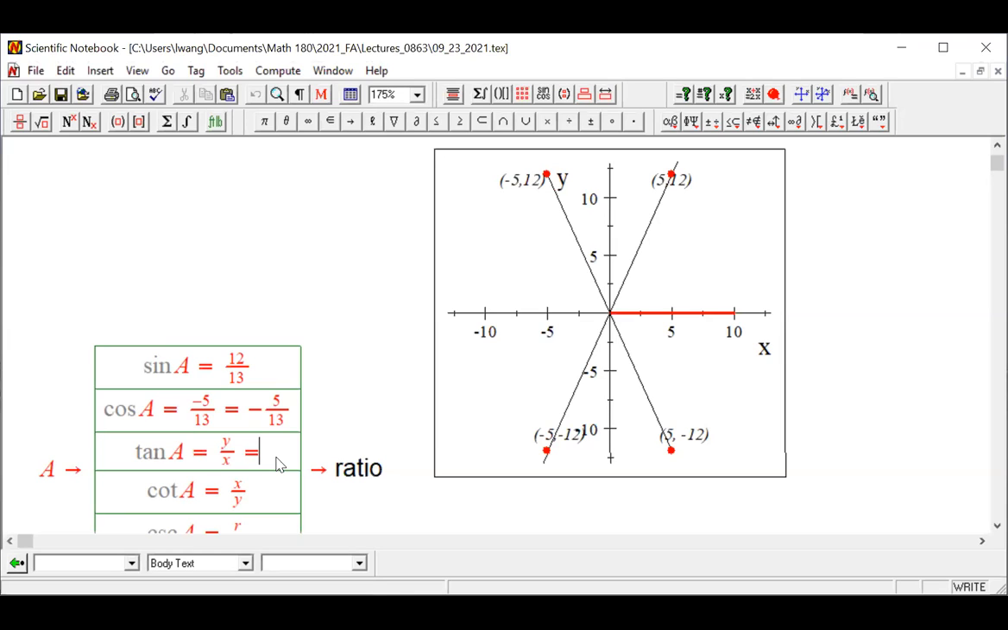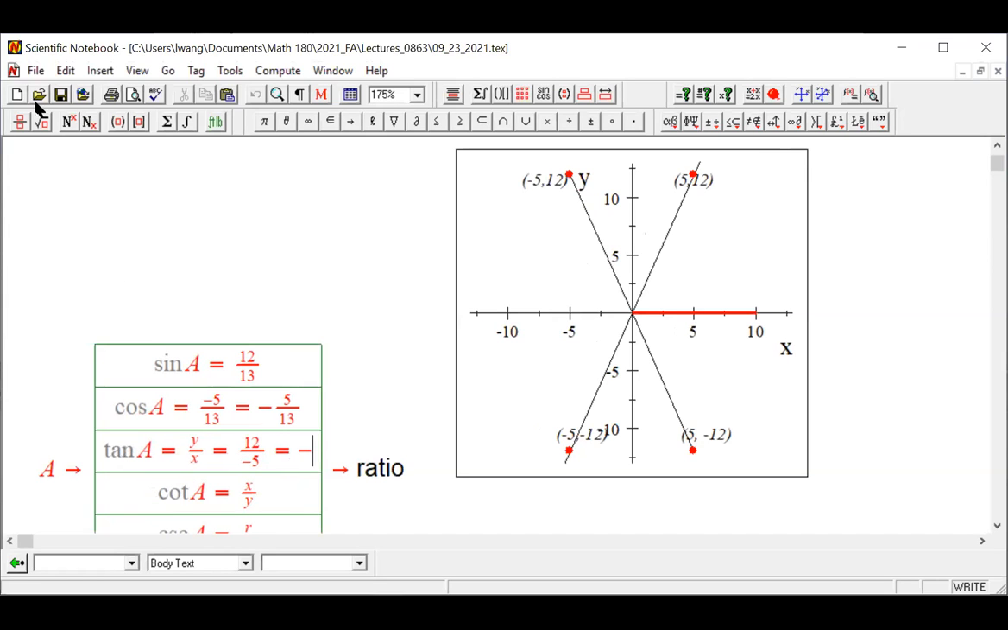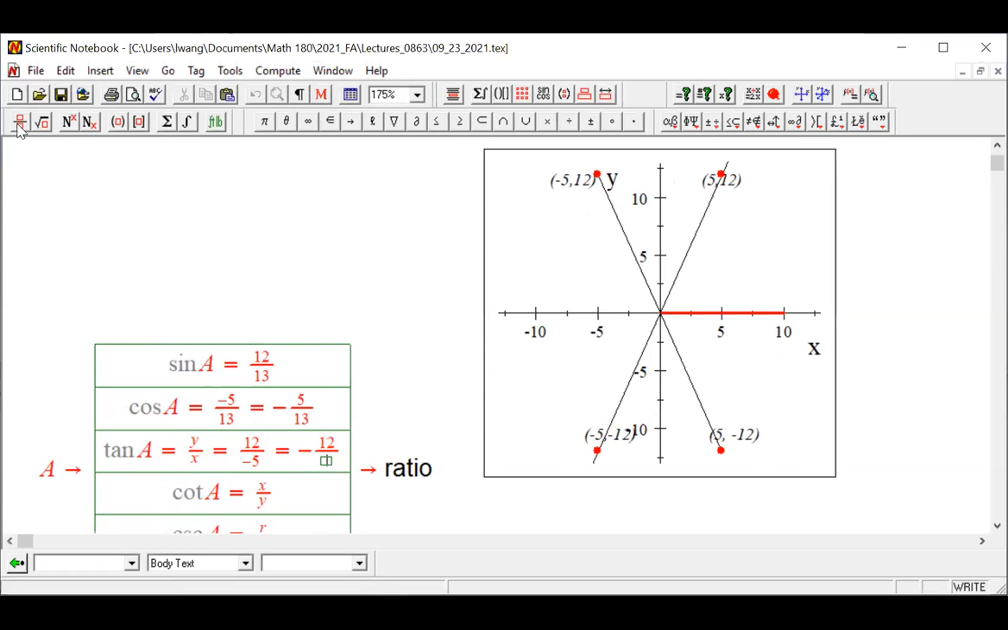Tangent A is y over x. Okay, so what answer do I get? I would like to take some input from you. Y over x, what do we get here? We get 12 over -5, which then becomes -12 over 5. Is it 12 over 5 or? No, the first part is 12 over -5, and then you have to put the negative on top, so it just becomes -12 over 5. Wonderful, great job. How about cotangent A?